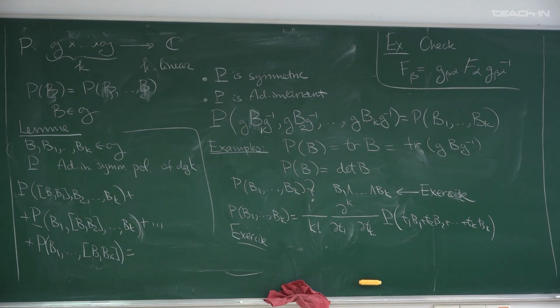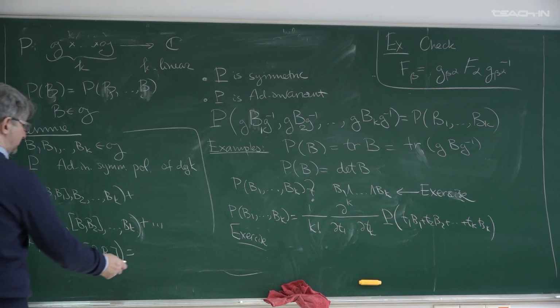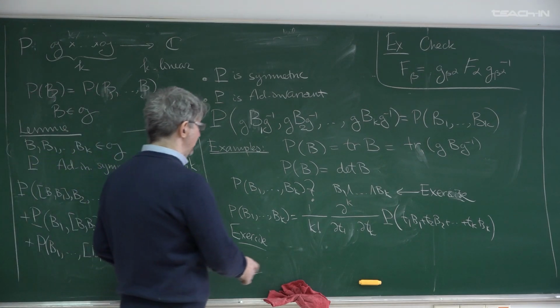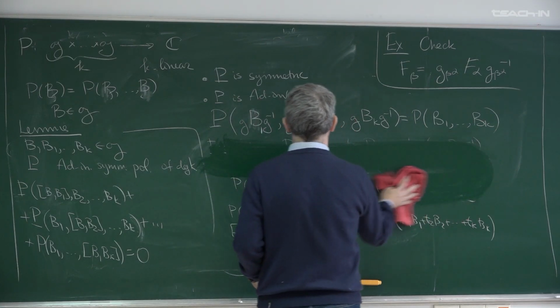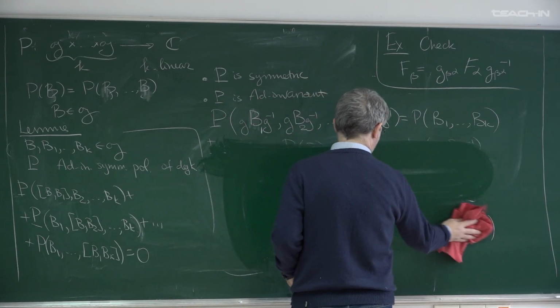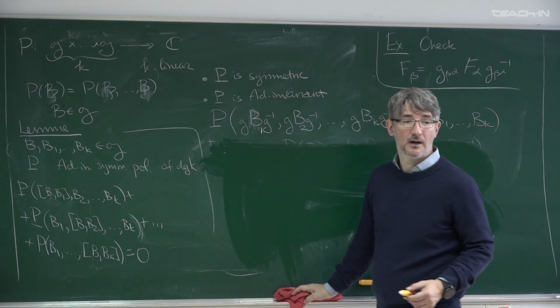I guess we're going to apply it and then differentiate to get commutators. Yes, this is the proof. But what is on the right-hand side of the equality? Zero, yes. The proof is as follows.